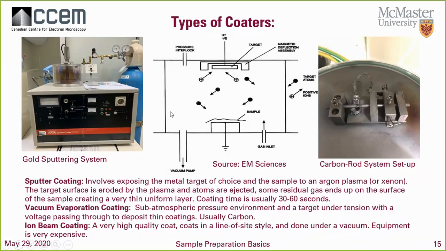Another type of coater out there is the ion beam coater. So a PEX, right? A very high quality coat, right? It coats in an inline style. So whatever the direction of the gun is, right? So if you angle the target, right? You'll be able to direct the coating to it, right? And it's also done under a very high vacuum. Now, the only downside to the ion beam coaters is they're very expensive.